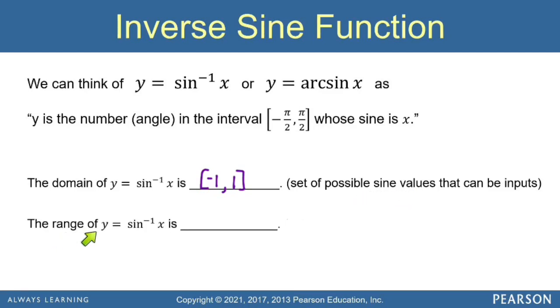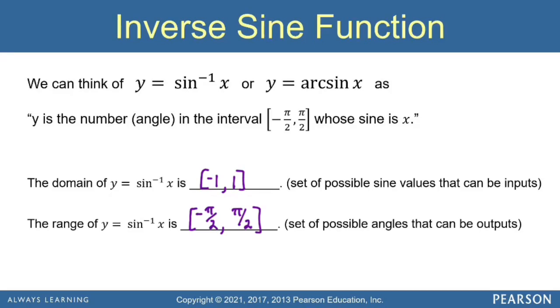Then the range of y equals sine inverse of x is the angles that can come out of this function. And we just said that the angles we can get out are the angles from -π/2 to +π/2. So for y equals sine inverse of x, again, we can plug in any sine value between -1 and +1, and we can get out any angle between -π/2 and +π/2.